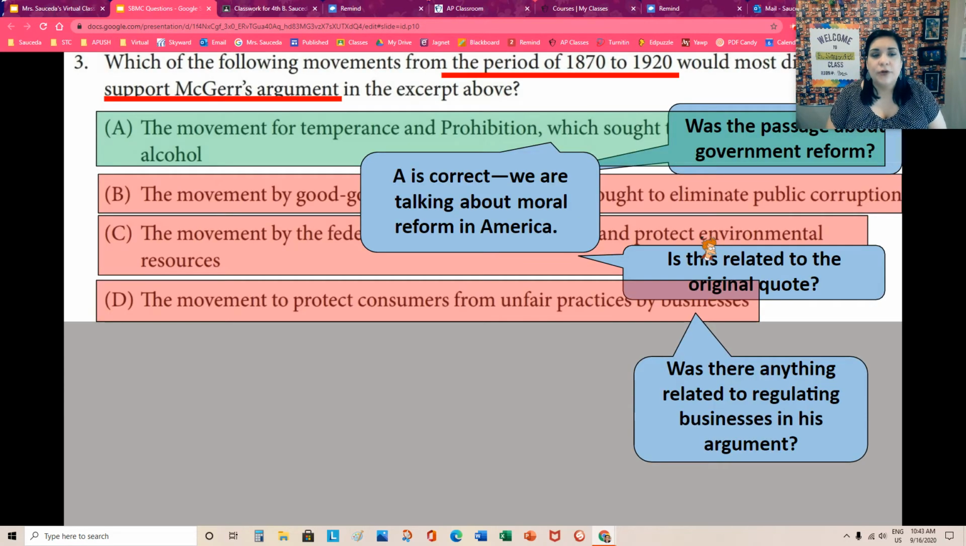For your final example, which of the following movements from the period of 1870 to 1920 would most directly support McGirr's argument? So in his argument, he claimed that settlement houses, churches, and charities helped the people. So the movement for temperance and prohibition is going to be one of the movements in all 3. It does not talk about public corruption, so you could eliminate B and D. And then the environment doesn't become an issue until after, during Teddy Roosevelt's presidency. So you could eliminate B, C, and D and come to answer choice A.